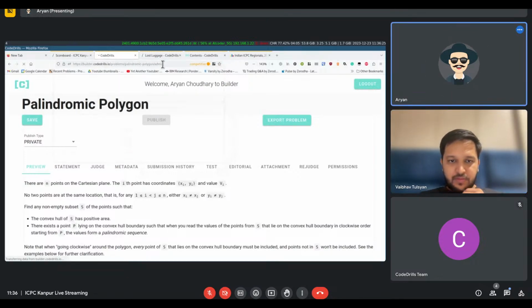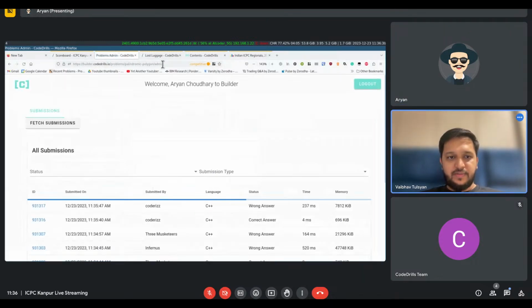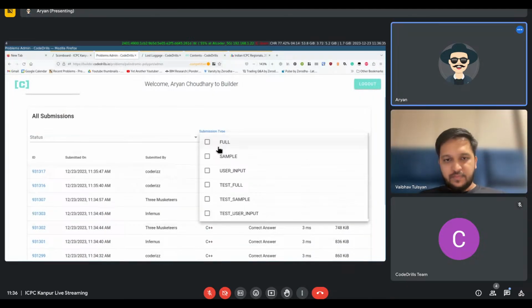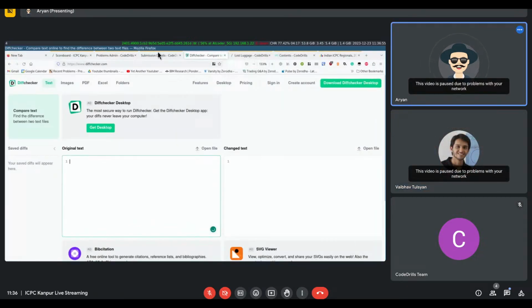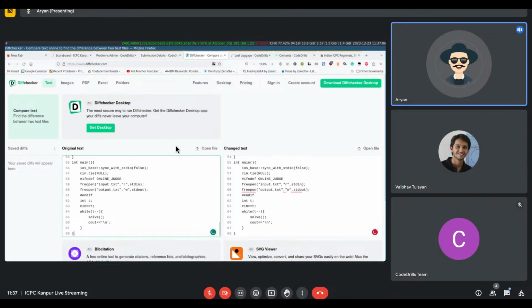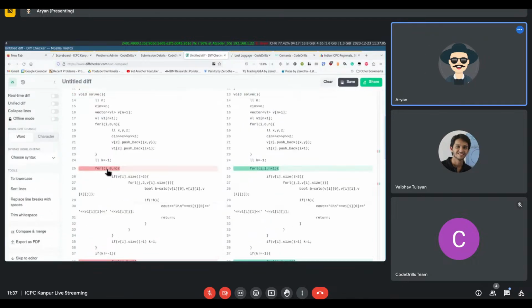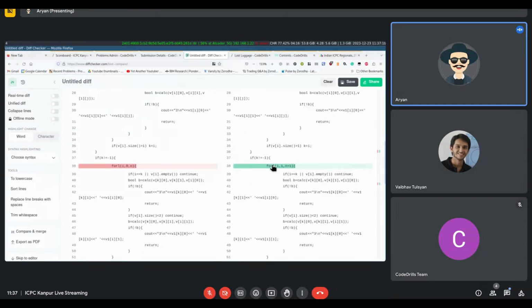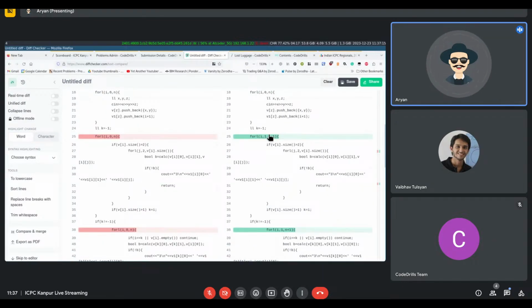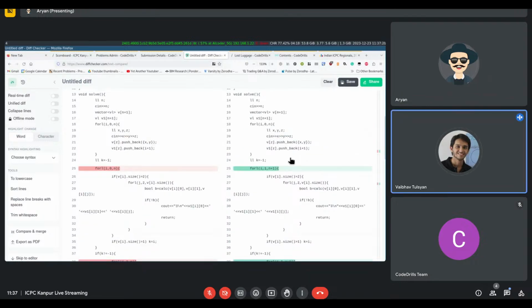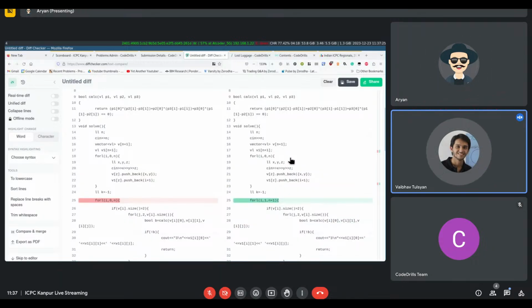I'll just diff it quickly. This is their correct submission, and this one was the very recent wrong answer they got. Looks like they just changed two lines, for i equal to 1 to n plus 1. Okay. The only issue they had was they were not looking at the points with index 0. Yeah, that's what I thought was weird on line 22.